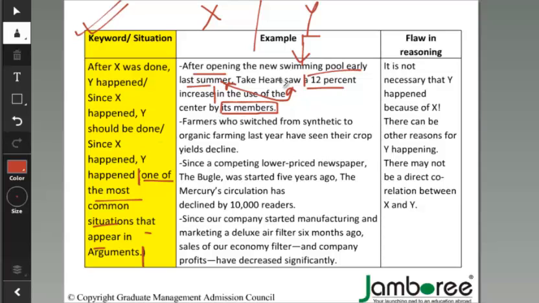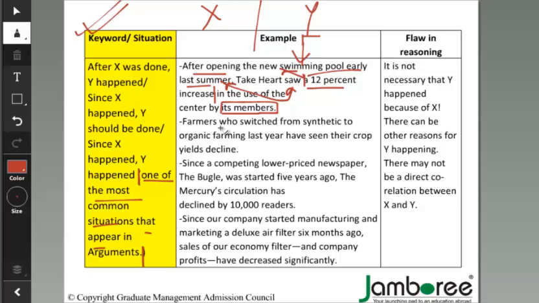That the opening of the new swimming pool, where does it say that it is directly related to this? I mean, if there is nothing in the argument to say that the 12% increase is caused only and only by the new swimming pool, this is a flawed argument, right?